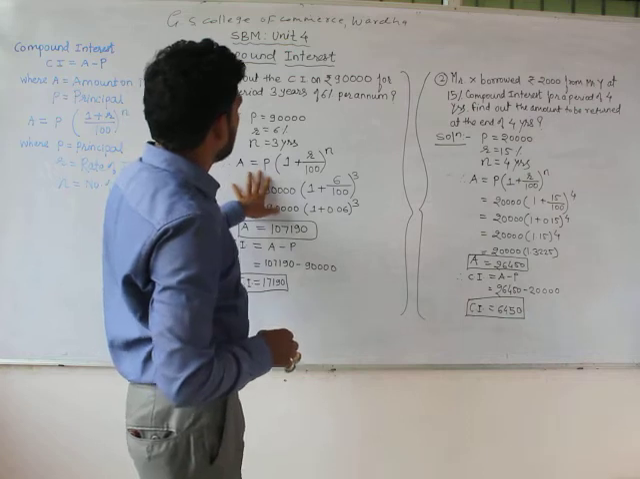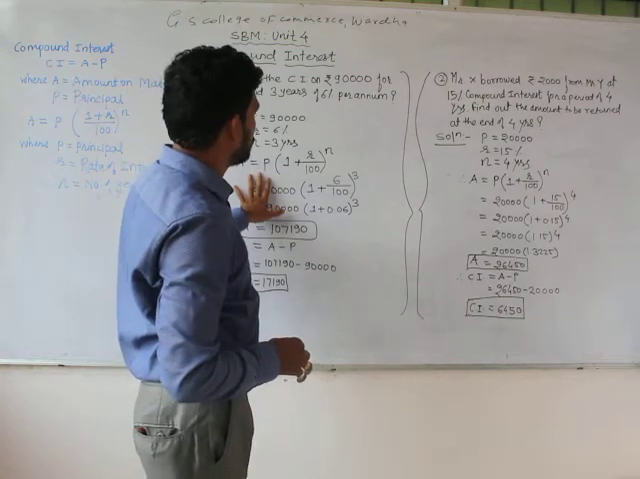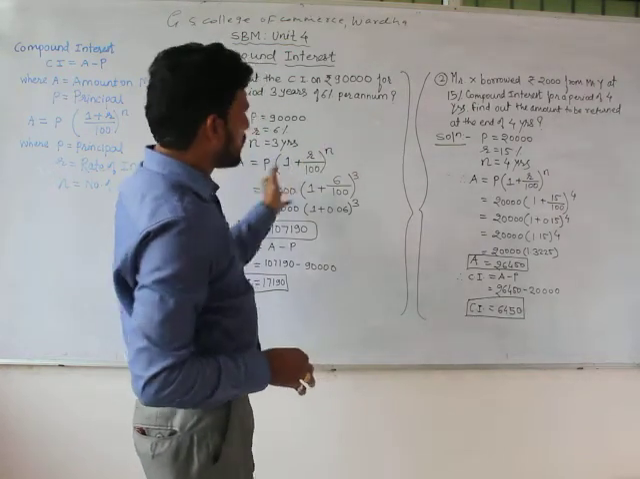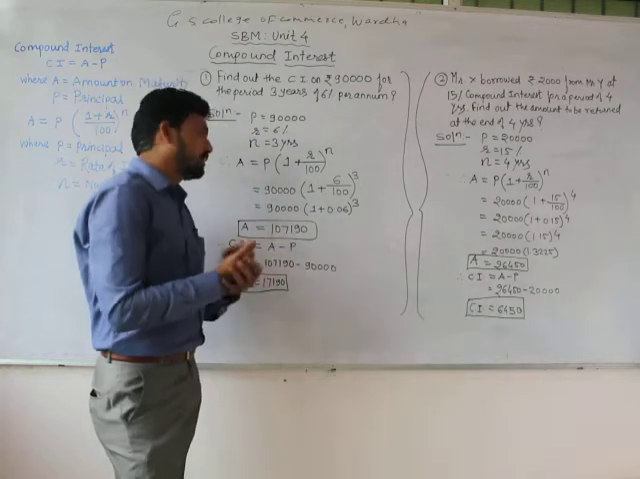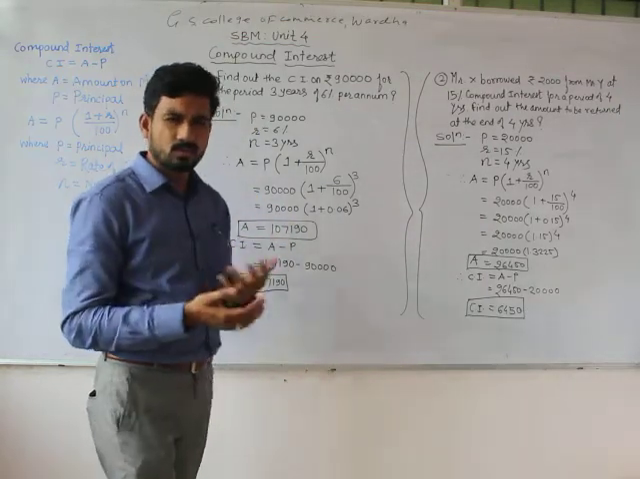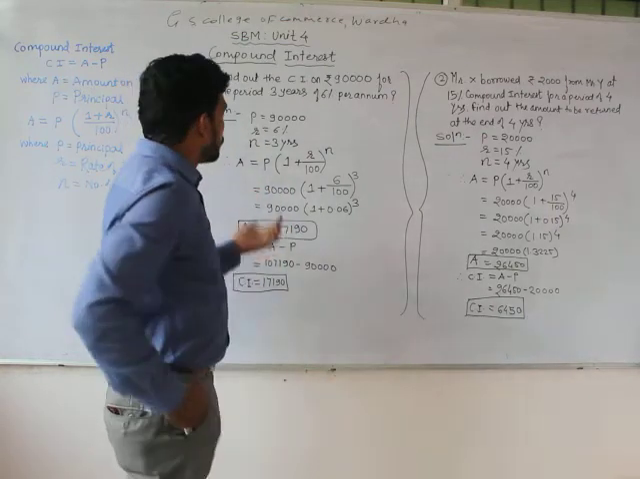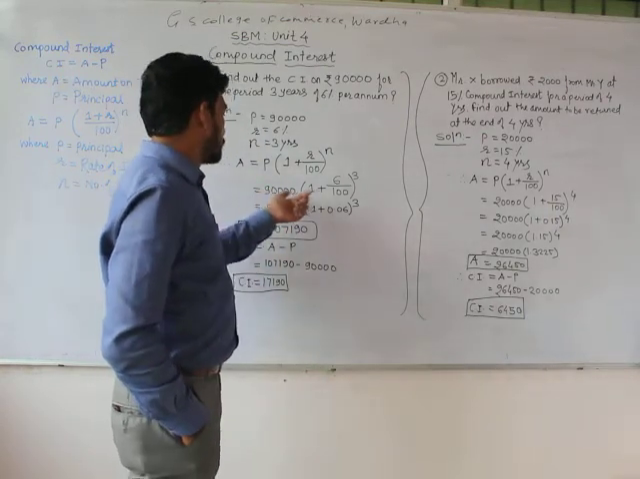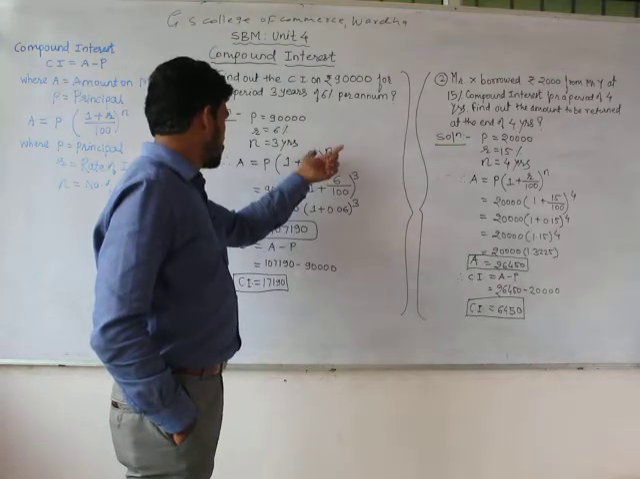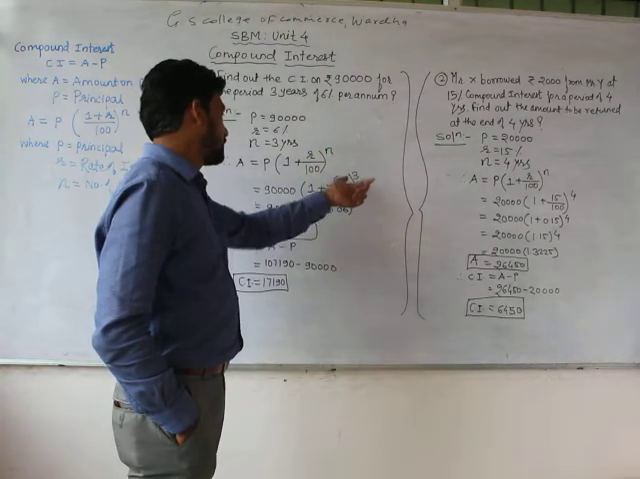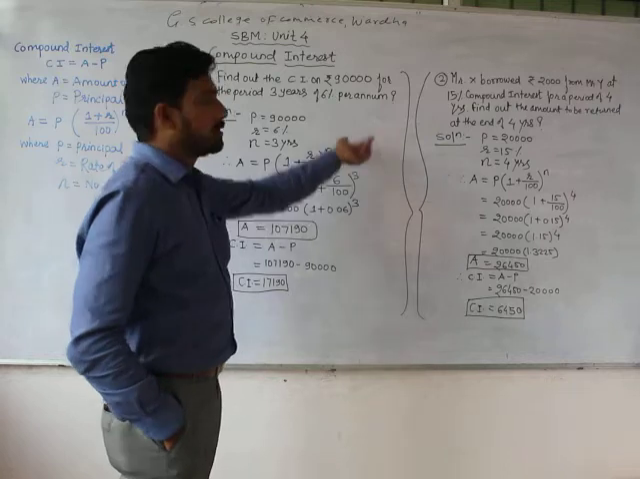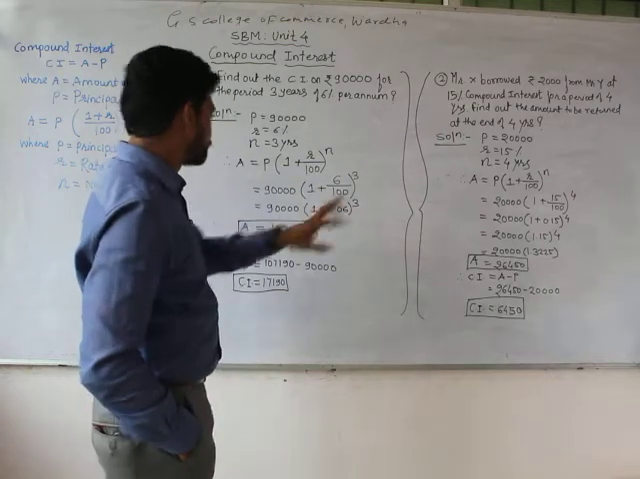A equals P in bracket 1 plus R upon 100, to the power N. N is actually the years for which you have to do the calculation, which can be 1, 2, 3 as provided in the problem. Now putting all those things in: P is 90,000, in bracket 1 plus R is 6%, so 6 divided by 100, bracket complete, to the power 3. The number of years is 3.